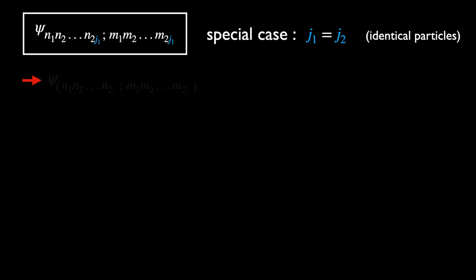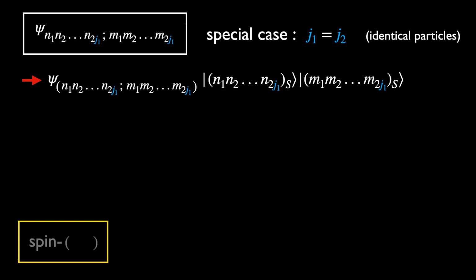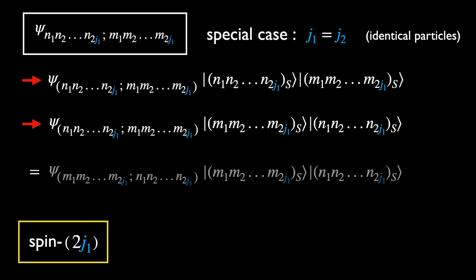Let's start with the state with the totally symmetrised tensor. This corresponds to the largest spin from the composition, spin 2j1. Exchanging the particles gives. Due to the symmetry of the tensor, we can switch its indices while maintaining equality.